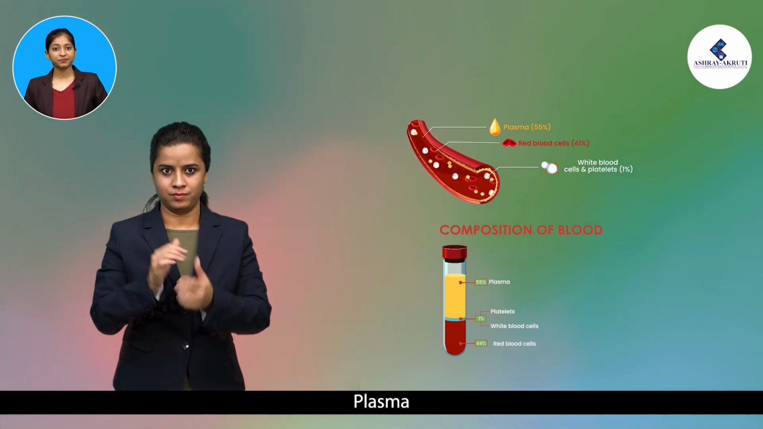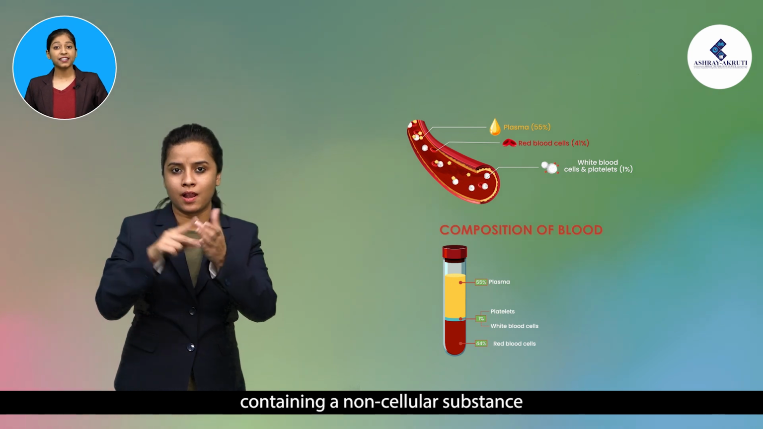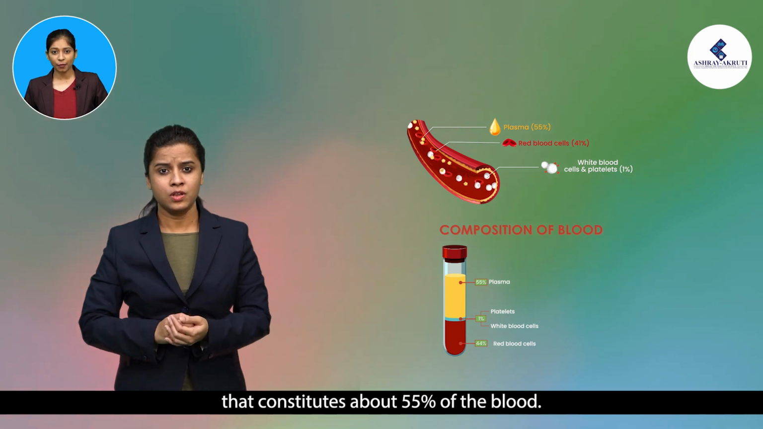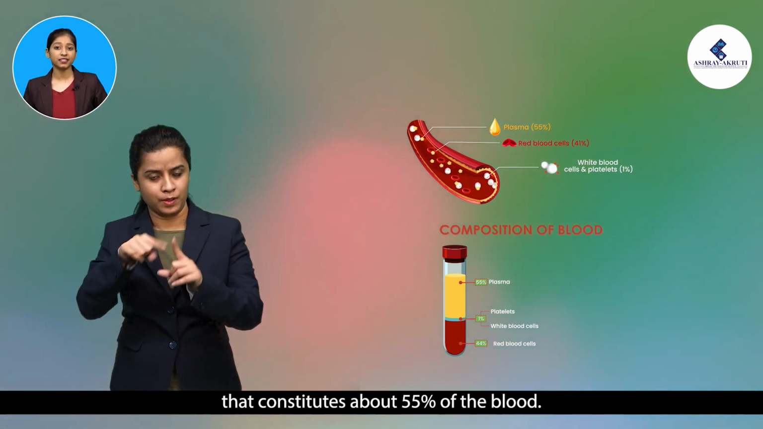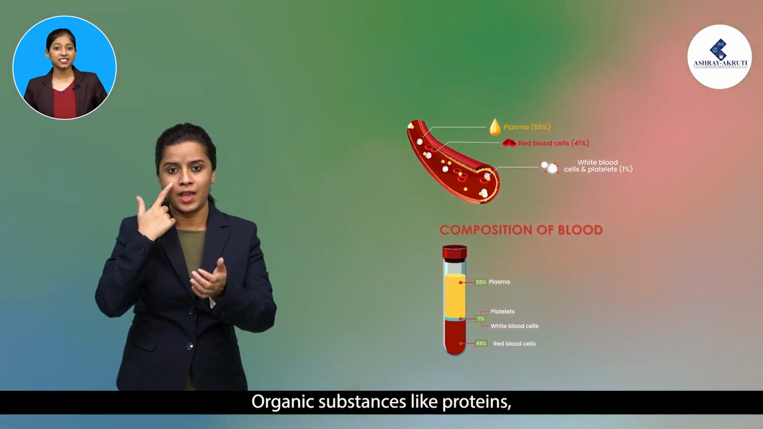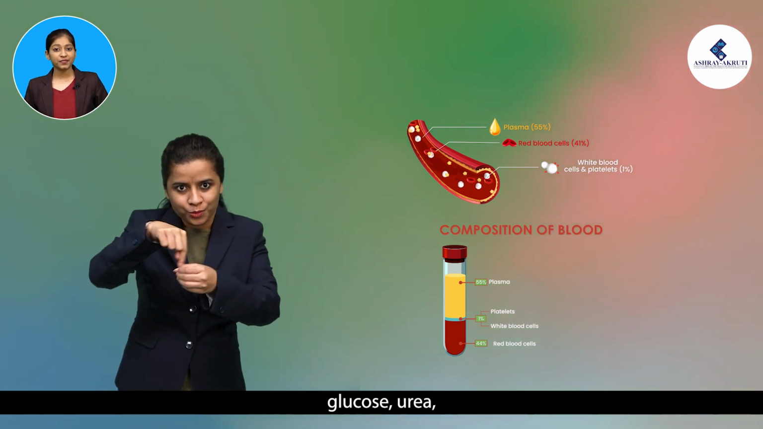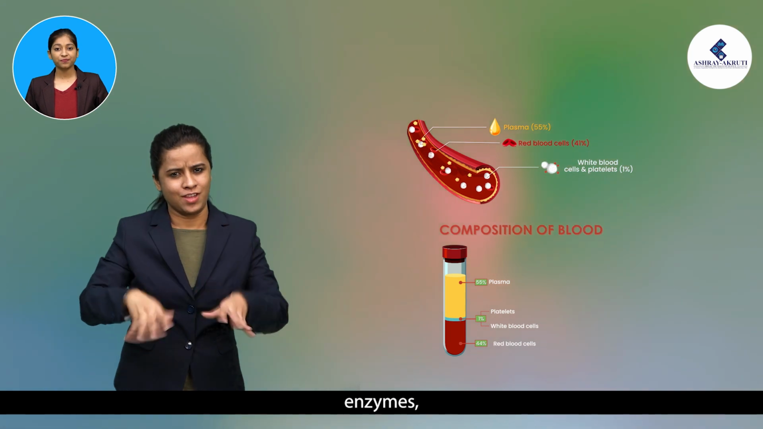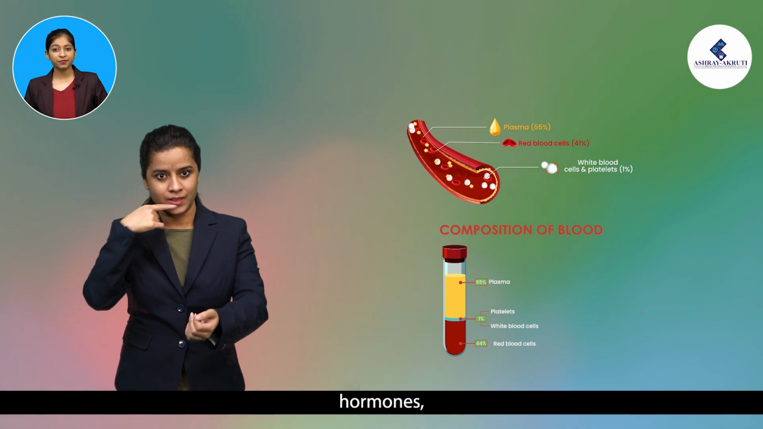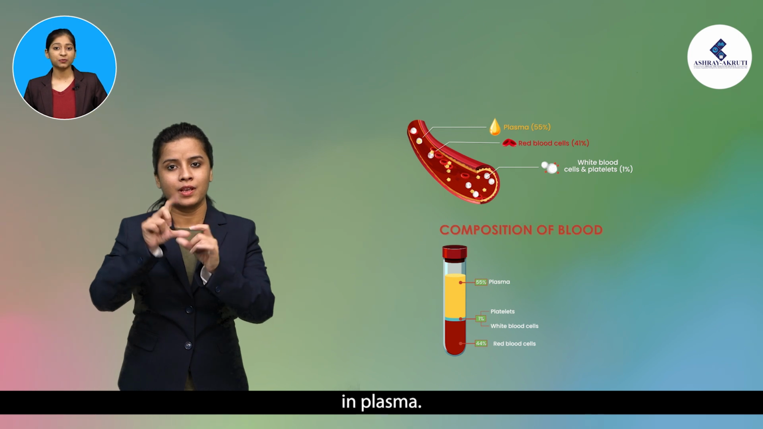Plasma. It is slightly alkaline, containing a non-cellular substance that constitutes about 55% of the blood. Organic substances like proteins, glucose, urea, enzymes, hormones, vitamins and minerals are present in plasma.